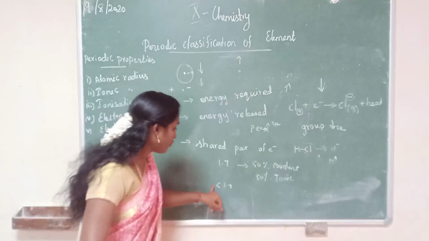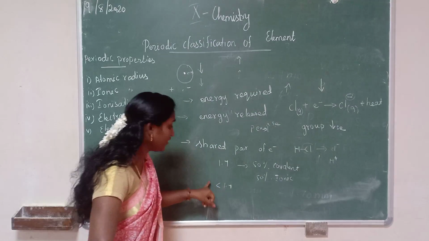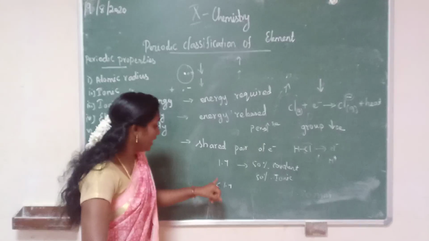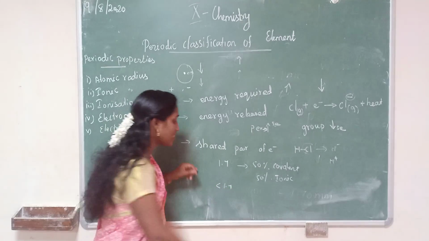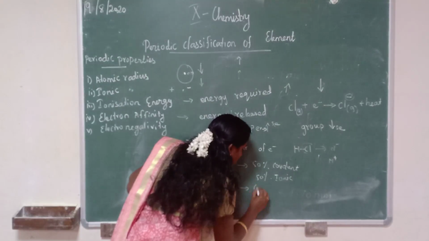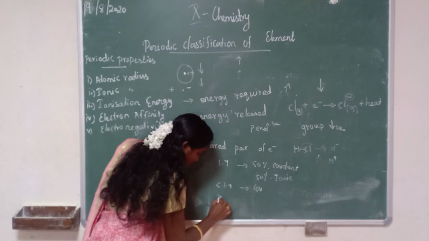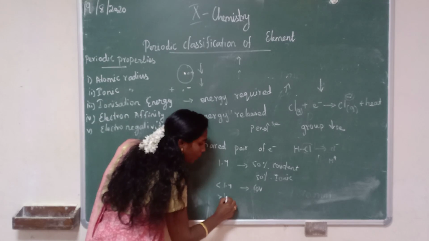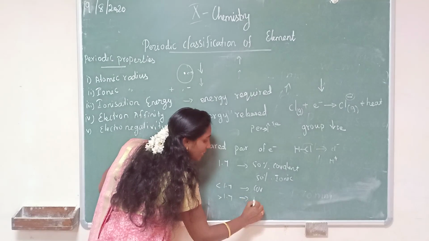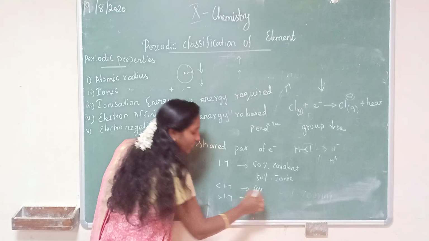If the electronegativity difference is less than 1.7, the bond is considered covalent character. If it is greater than 1.7, the bond is considered ionic character. Have you understood?